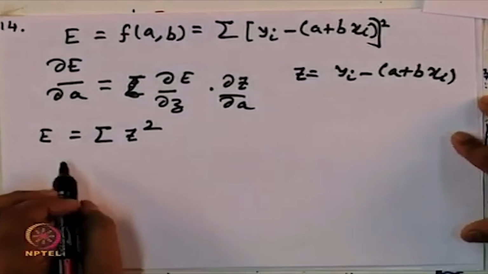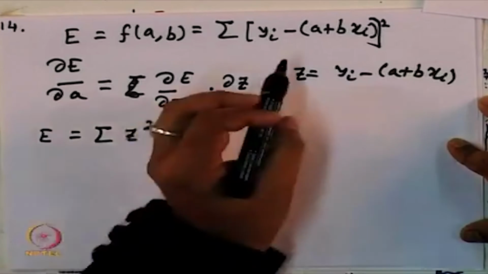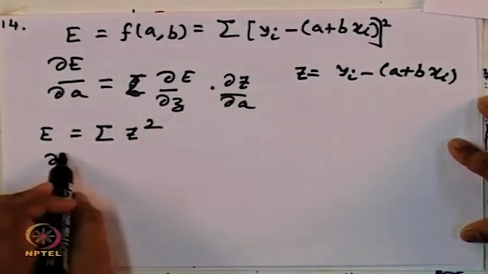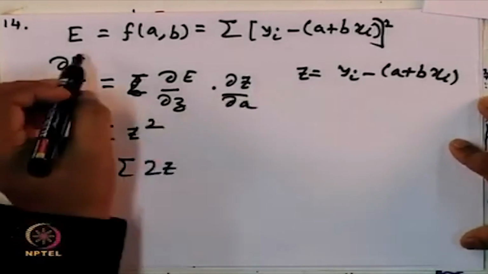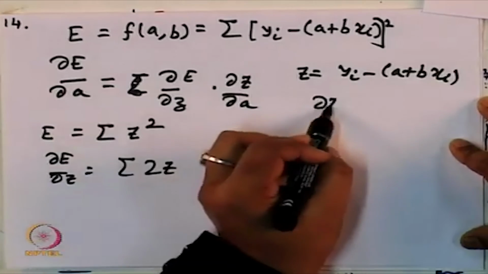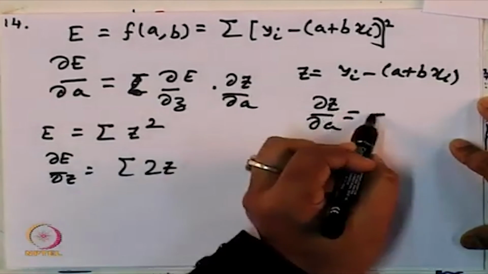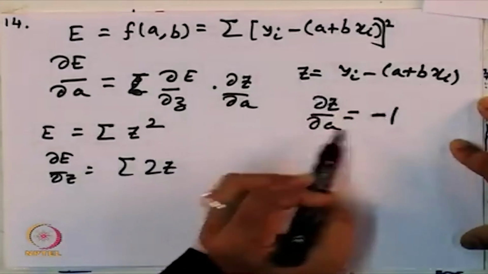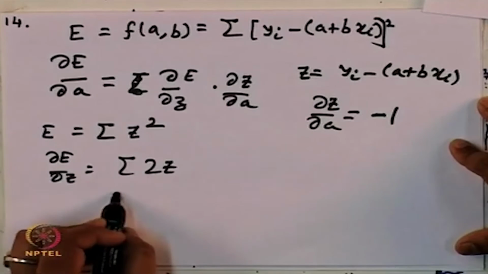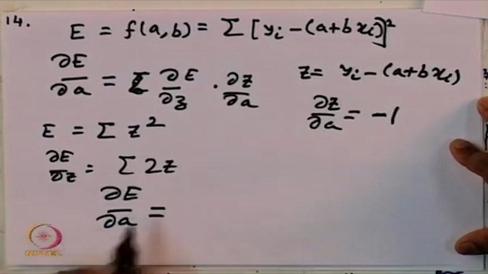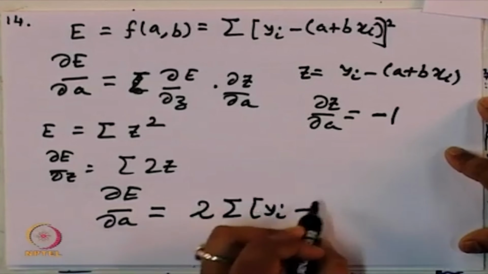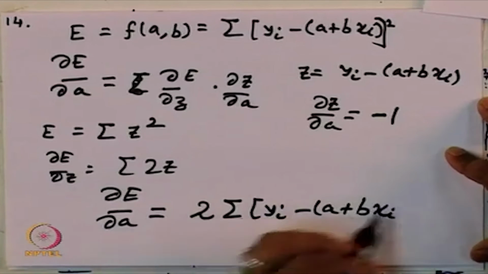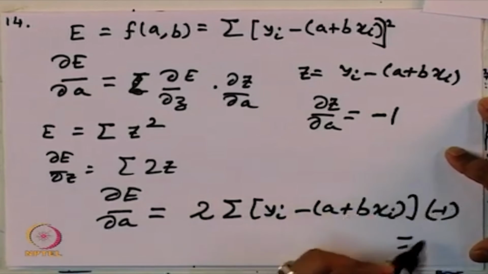Okay. So, I can write down my del E del z. So, del E del z is of the form summation 2 z. Okay. And del z del A is of the form minus 1, because you treat everything else as constant and you take the partial derivative with respect to A. So, my del E del A will give me an expression of twice summation of yi minus A plus bxi into minus 1, and this is equal to 0. Okay.